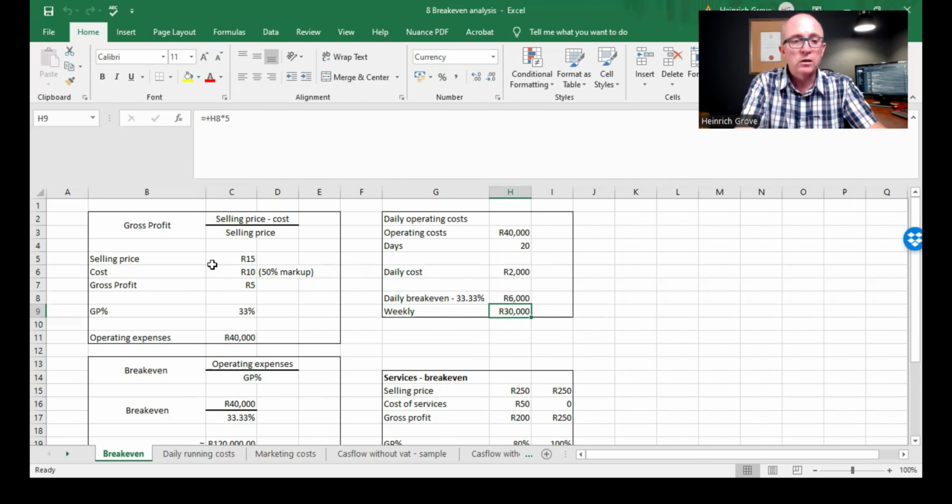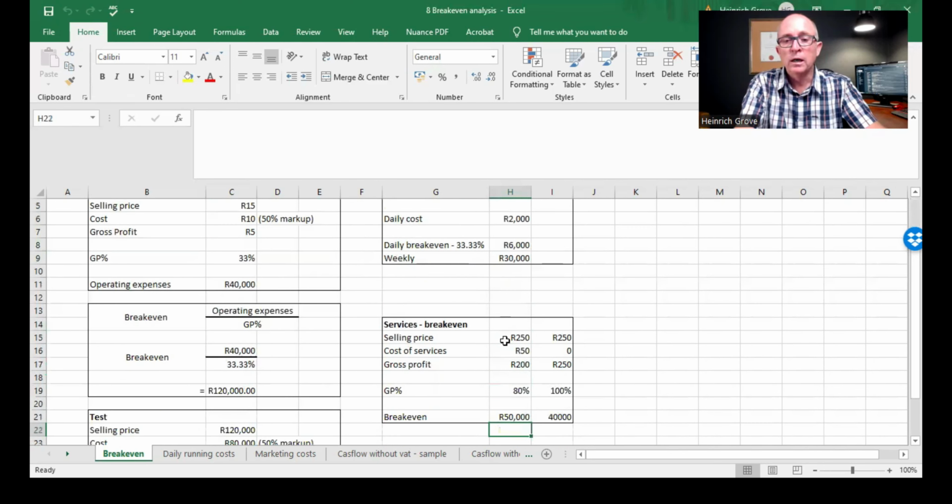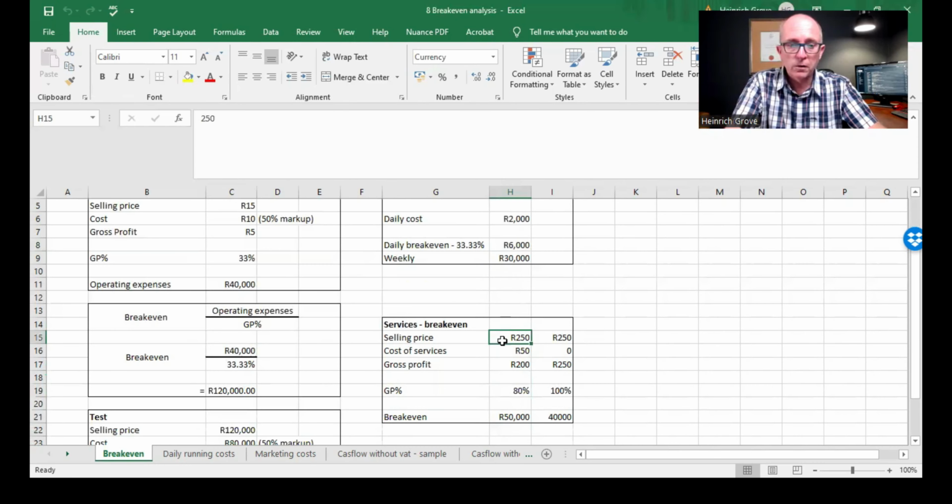So then the question is, for service related types of businesses, how does that work? Remember that if you buy and sell something, you always have a gross profit percentage. But now with services, if your selling price is 250 Rand for something, your cost of that thing is 50 Rand, then it means your gross profit is 200 Rand. And if you look at the percentages, it means that you have an 80% gross profit. So in our same example, if I take 40,000 Rand divided by 80%, it gives me a break even of 50,000 Rand.